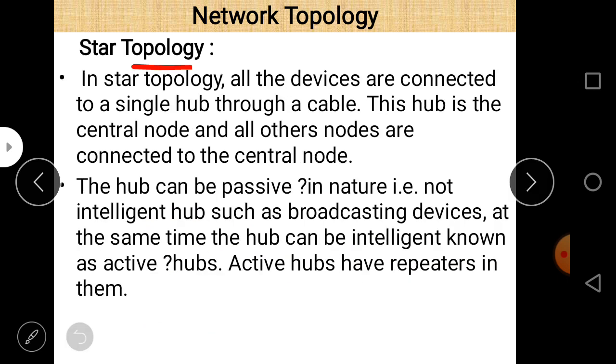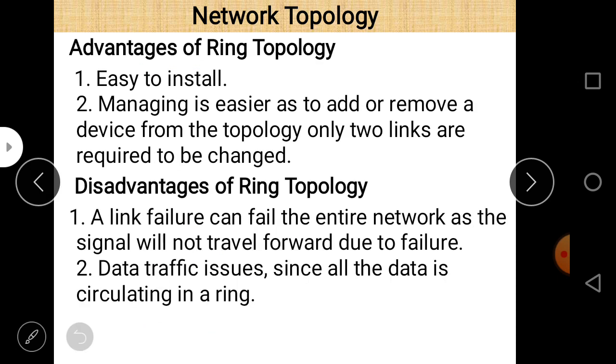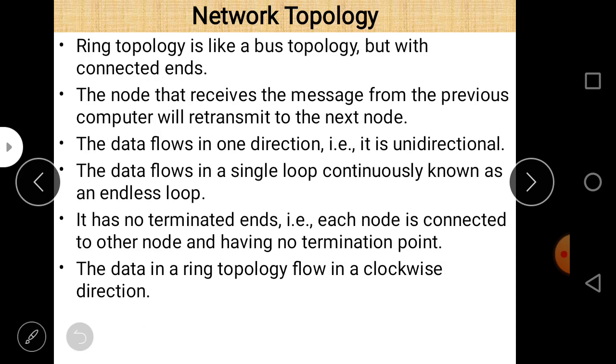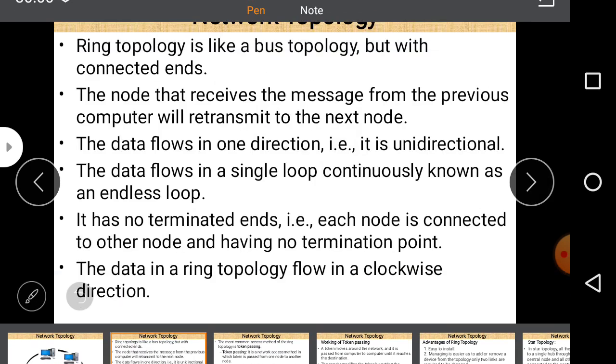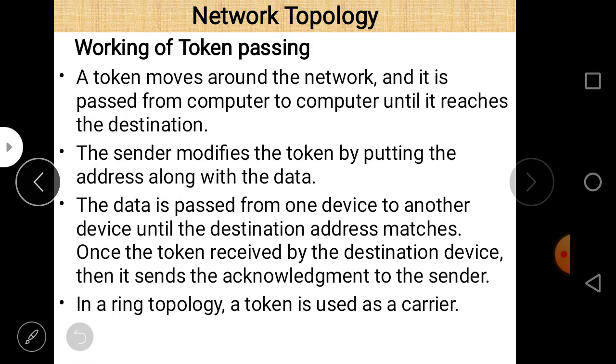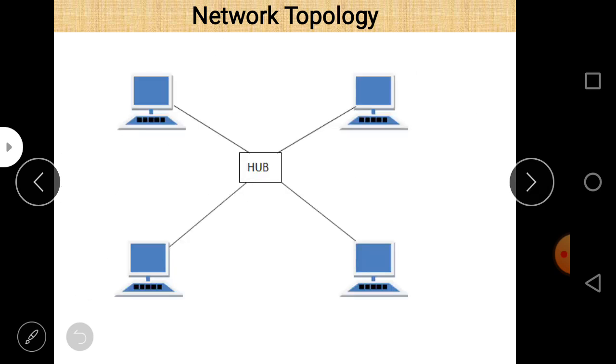Next is star topology. This is the diagram of star topology. As we can see, there is a formation of a star, and in the center there is a network device called a hub. Hub was already discussed in our previous lecture. All the devices are connected to the hub, and using the hub, data is sent from one device to another. There is a formation of a star, that's why it is called a star topology.